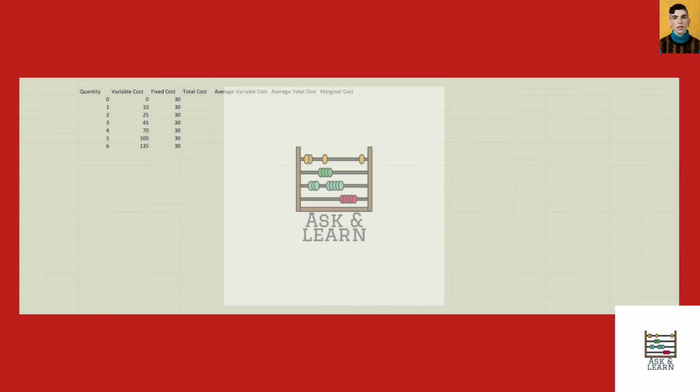Okay, so here we're given a company that makes skis for beginners. The fixed costs, we're told, are $30. So we have to fill out this table for total cost, average variable cost, average total cost, and marginal cost. So let's start with total cost. And Excel here will help us do this a lot quicker.